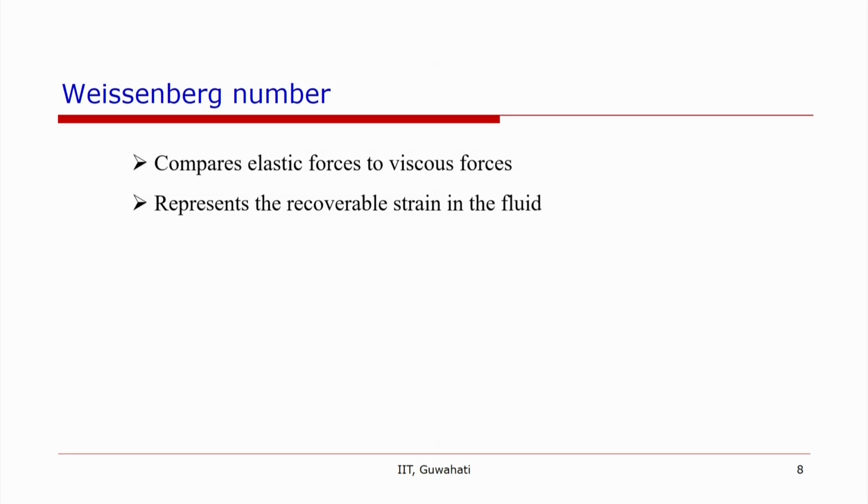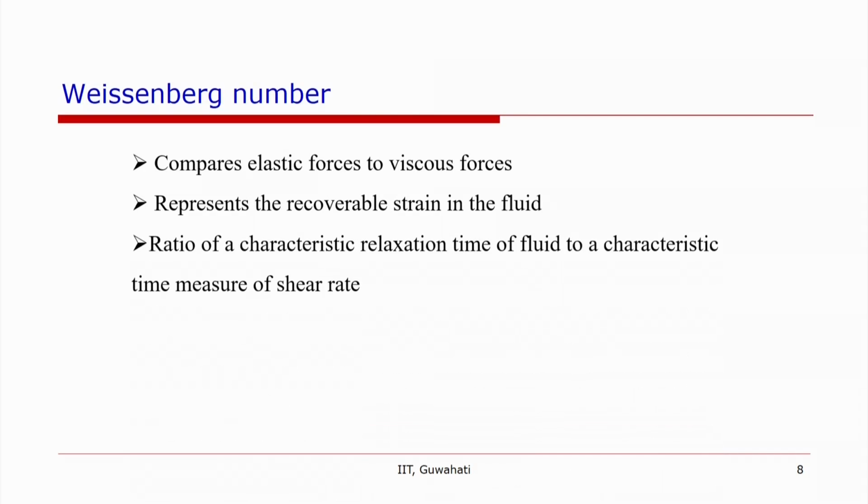The elastic strain can be recovered, whereas the viscous cannot be recovered. So, it represents the recoverable strain in the fluid. In terms of the relaxation time, again it is the ratio of the characteristic relaxation time to a characteristic time measure of shear rate. So, notice the difference that in the Deborah number, the ratio of relaxation time was with the time of observation, whereas for the Weissenberg number it is the time measure of shear rate.